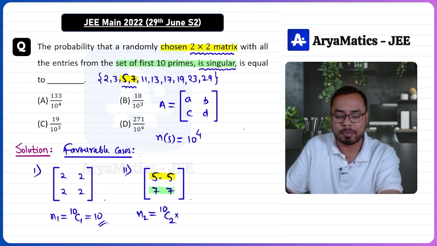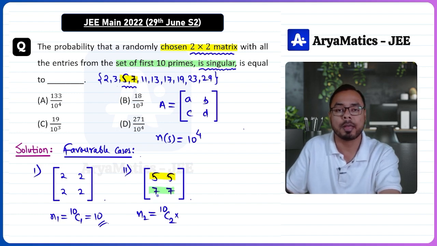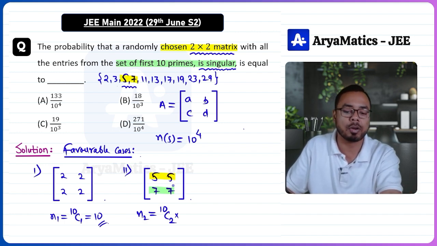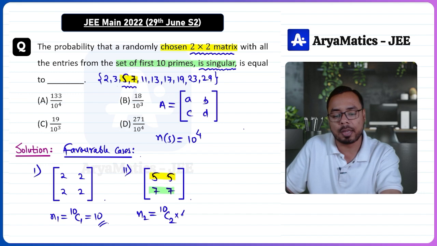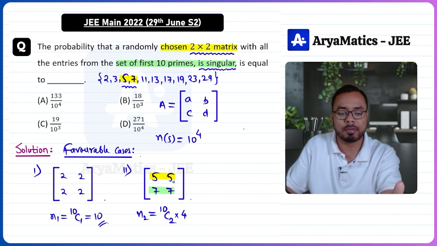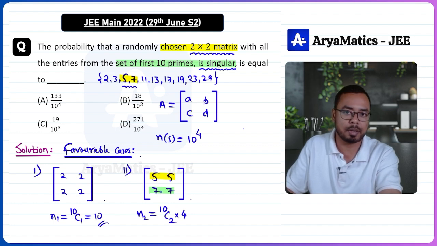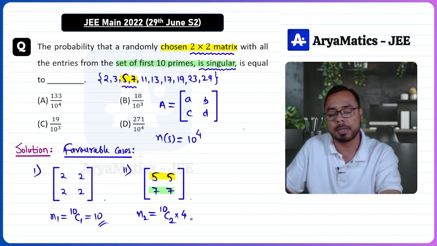So one matrix where 5 is in first row, another matrix where 5 is in second row, another matrix where 5 is in first column, and finally the last matrix where 5 is in second column, right? So by selecting these 2 elements, corresponding to each selection, we can create 4 such matrices, right? 5 in row 1, 5 in row 2, 5 in first column and 5 in second column. In all those cases, determinant will be 0.